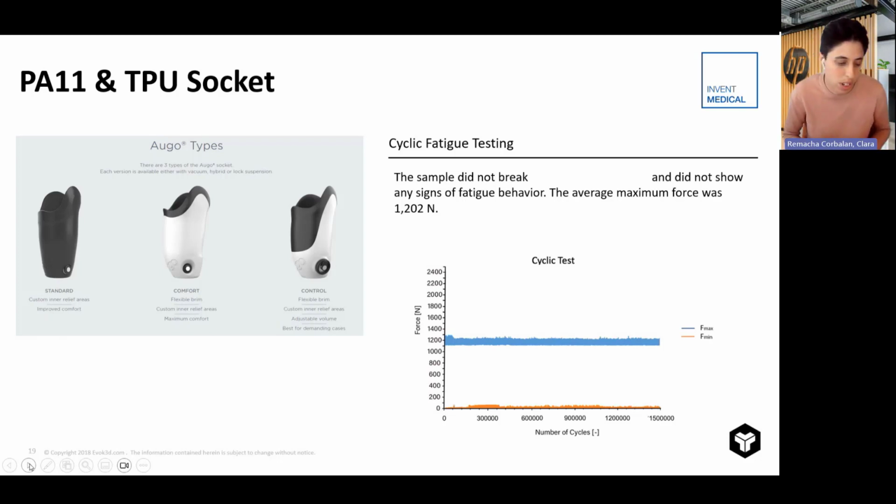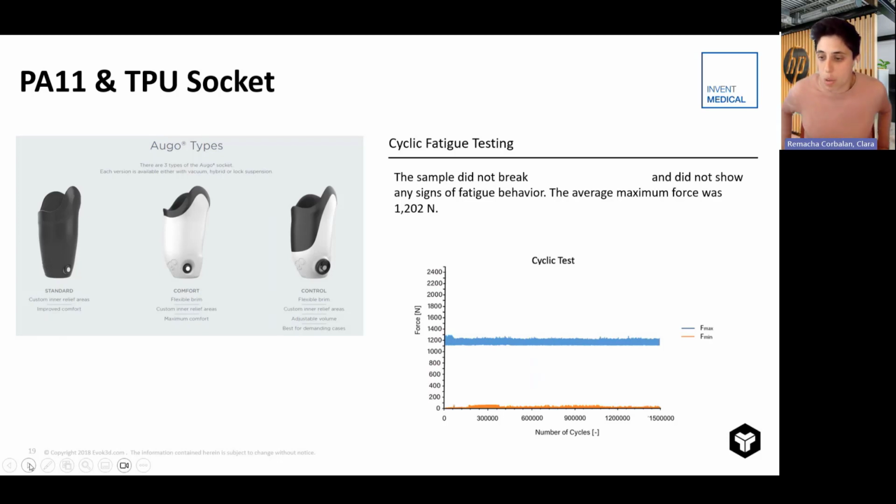And in the end, what I wanted to show with this testing is that the most important question when you change the manufacturing process is: is it safe or not? Both studies show that the MJF socket surpasses the requirements in terms of safety, so it can be used. And that's the first step.